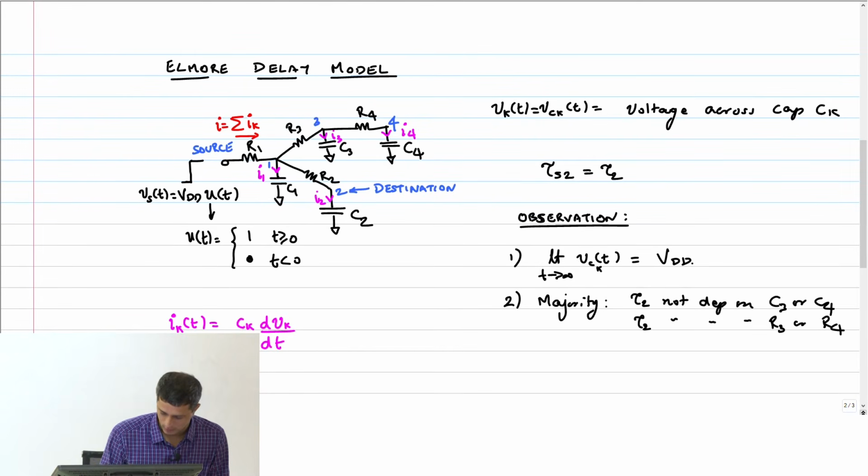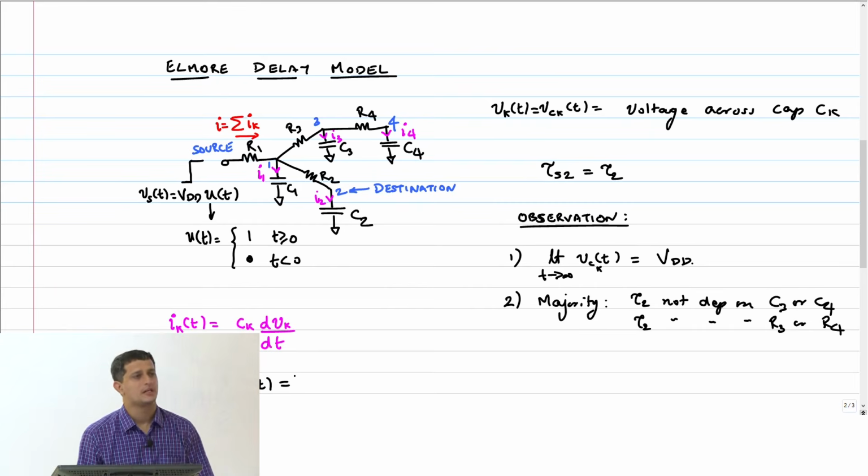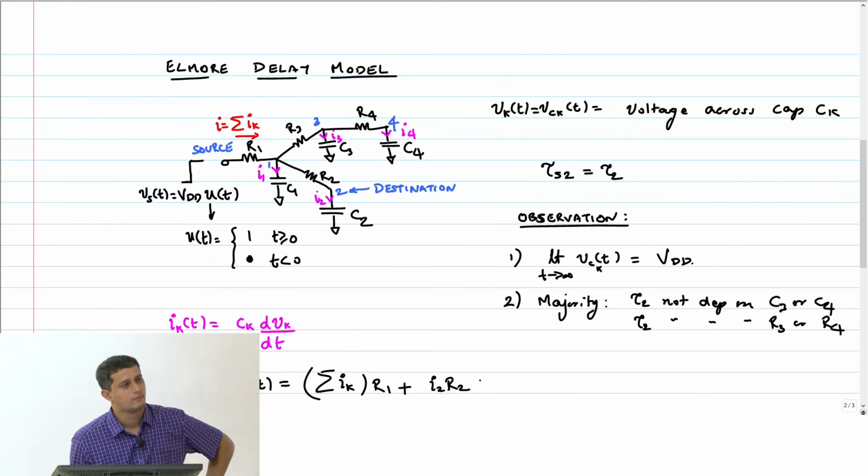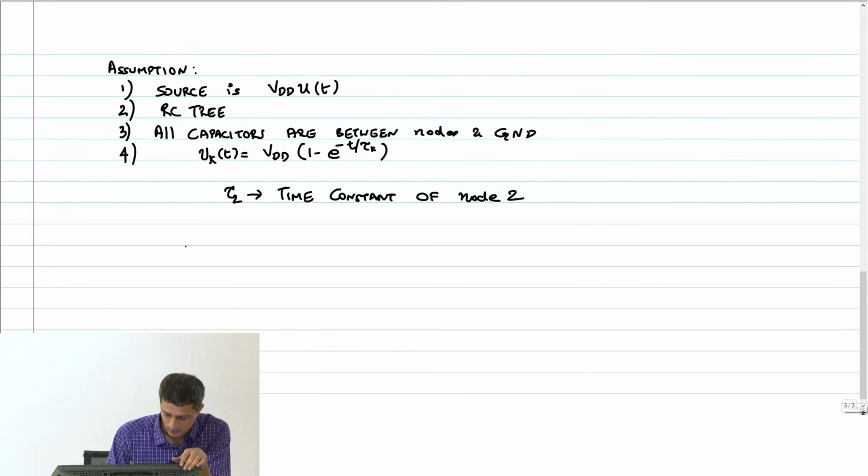I can write now Vs of t minus V2 of t is basically the voltage drop across R1 plus the voltage drop across R2, which is summation Ik into R1 plus I2 into R2, right?